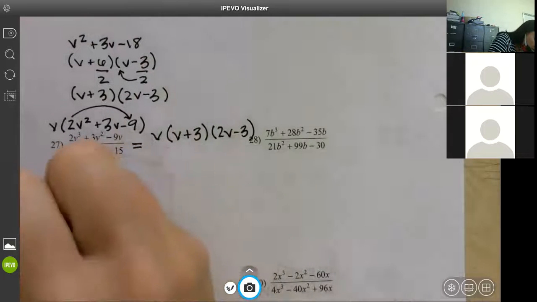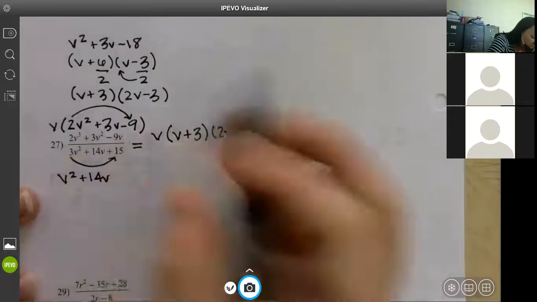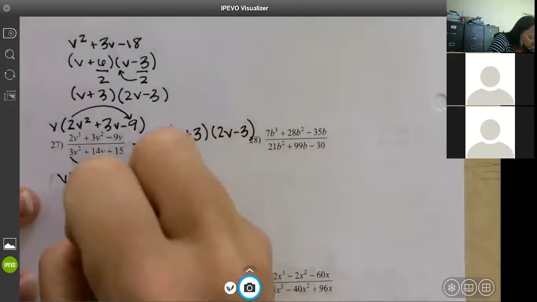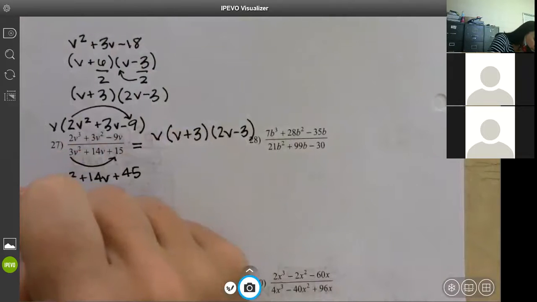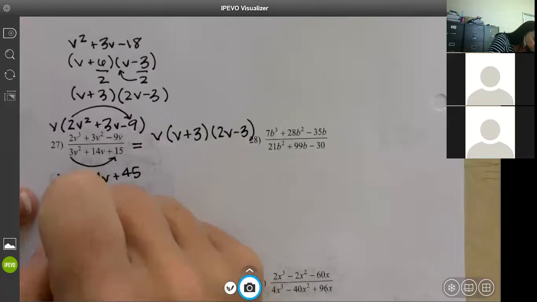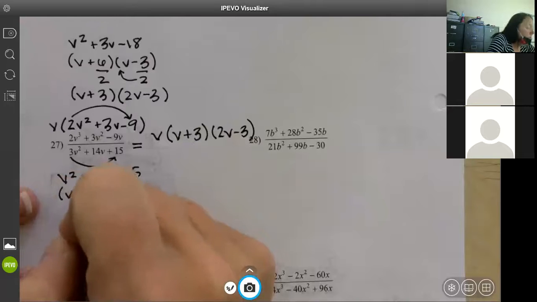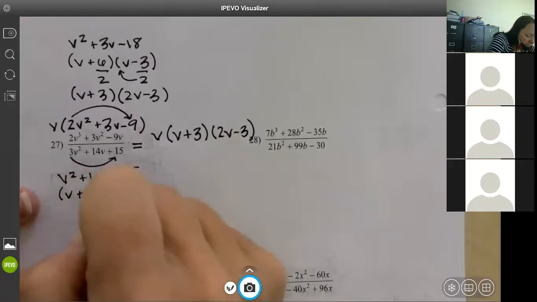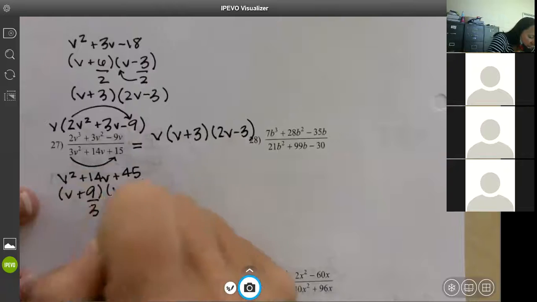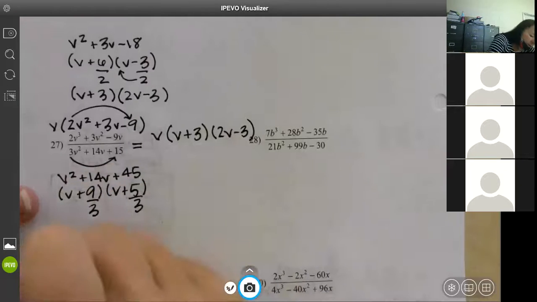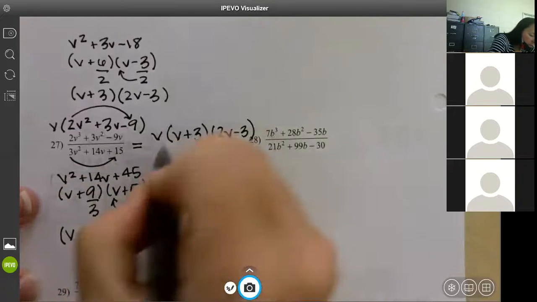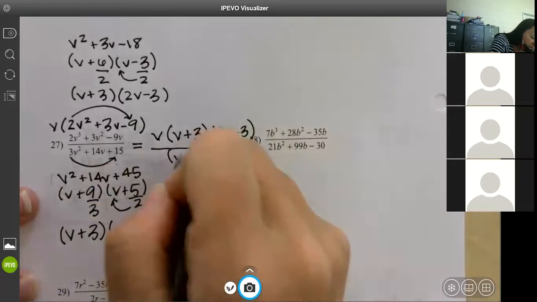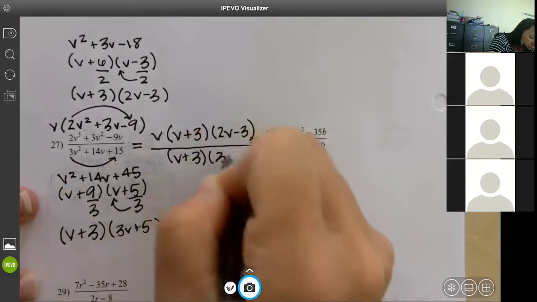So we're going to slide this over, v squared plus 14v. What is 15 times 3? 45. Do I have factors of 45 that add to 14? Easy ones. 9 and 5. 9 and 5, perfect. I did slide, now I have to divide by 3. 9 over 3 reduces to 3. The second one, the 3 comes up because I can't reduce it. So on the bottom, I didn't take anything out, but I have a v plus 3 and a 3v plus 5.